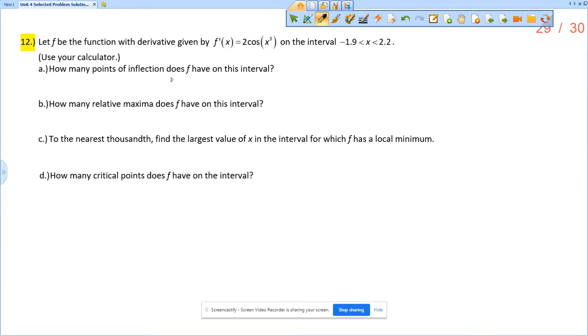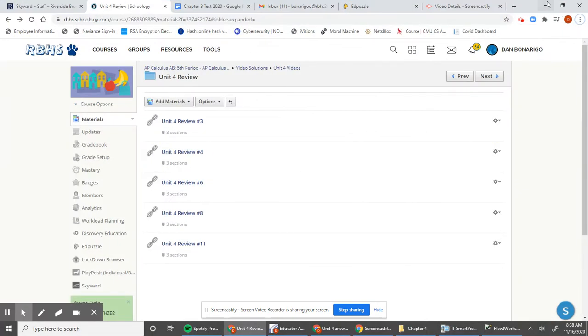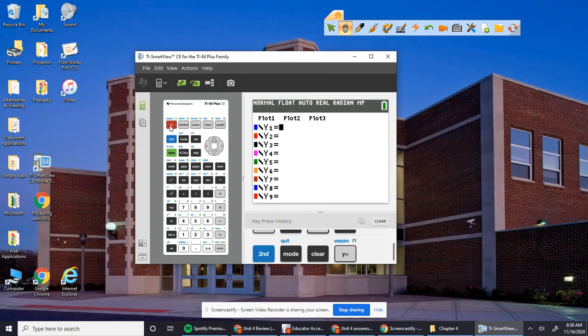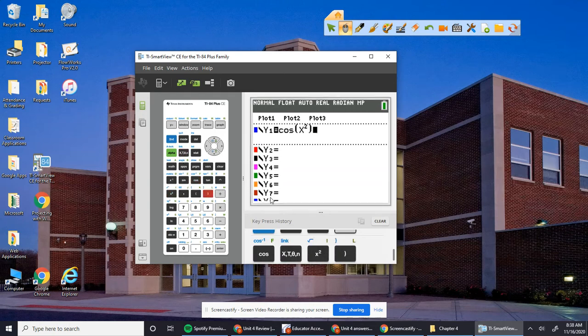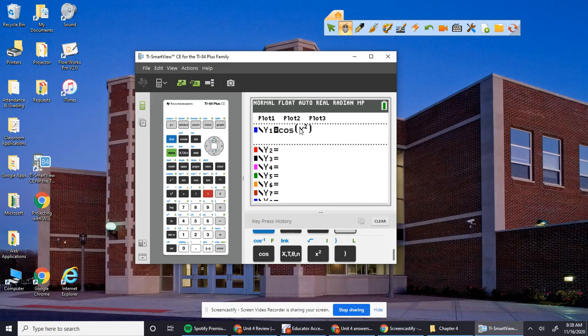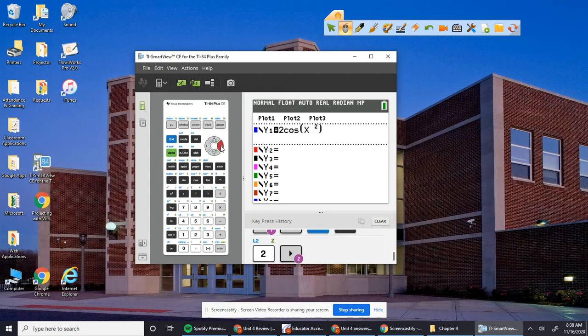All right, so first thing I want to do is graph this f prime, and I'll explain why in a little bit more detail. Let's graph f prime. So we've got y equals 2 cosine of x cubed, I apologize. Let's insert 2 cosine of x cubed, and change that to a cube.